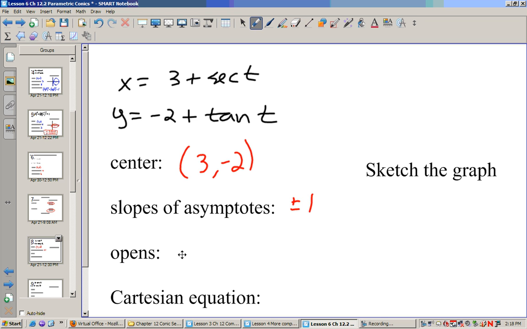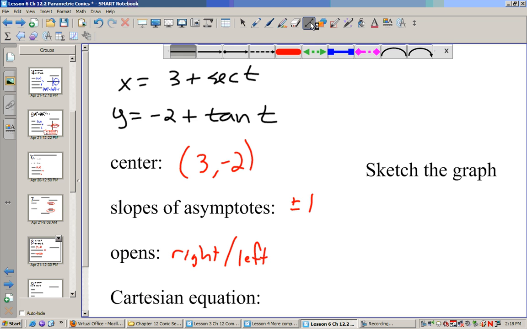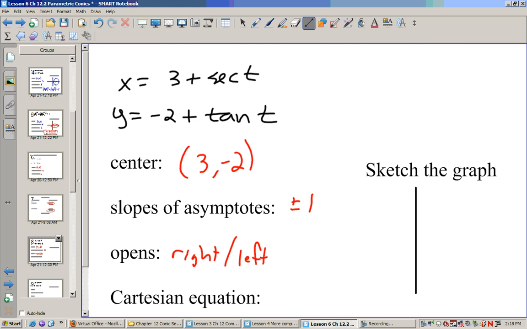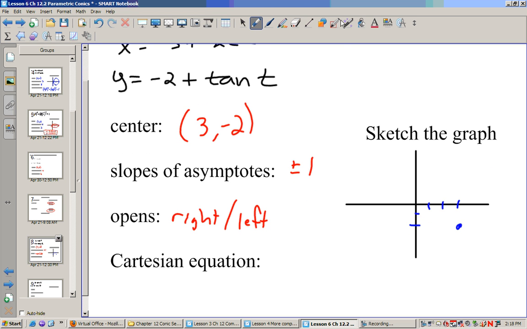Now, which direction does it open? Well, since this is secant, it's going to open in the x direction, so it's going to open right, left. So let's sketch this graph. We're going to go to the right 3, down 2, and our slope is going to be positive -1, which is a nice slope.